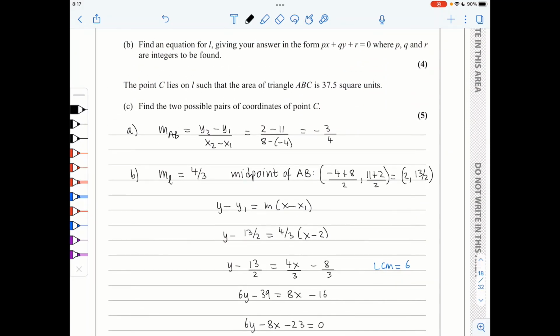Now, we've got a point C lying on L such that the area of triangle ABC is 37.5 square units, and we need to find the two possible pairs of coordinates of point C. Now I see that this particular part is 5 marks, which means there is quite an extensive bit of work involved here. So it makes sense to invest a couple of minutes drawing a nice sketch to get a visual understanding of what's happening. I know I've got two straight lines, they are perpendicular, they meet at M. So I'll try and draw a sketch to see exactly what's happening here.